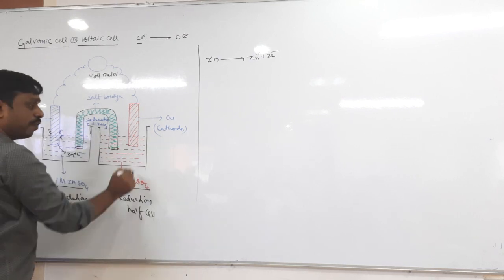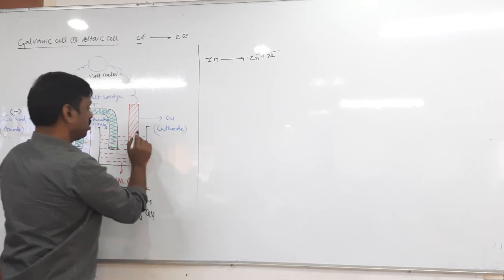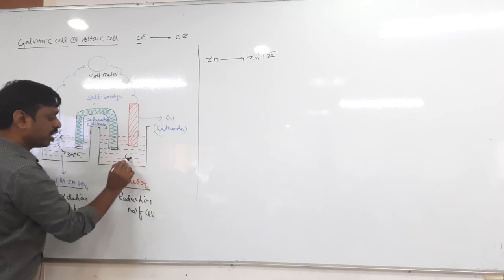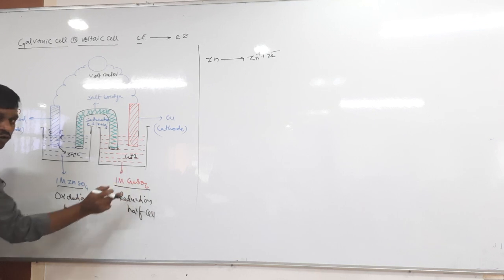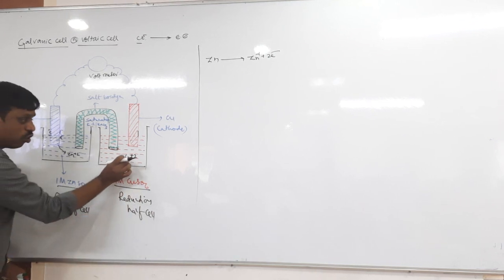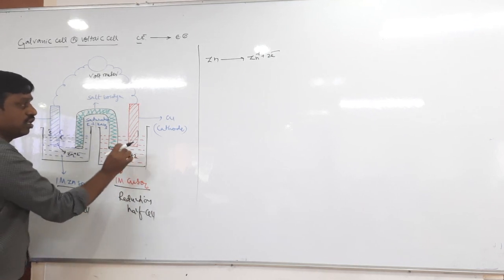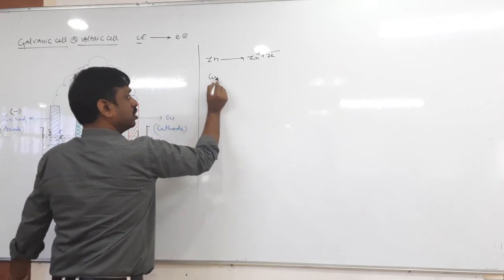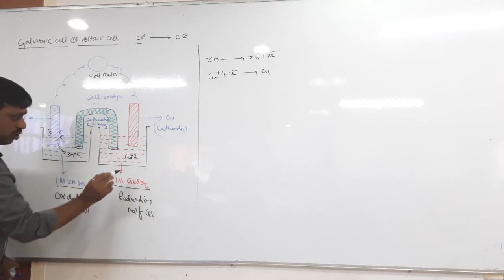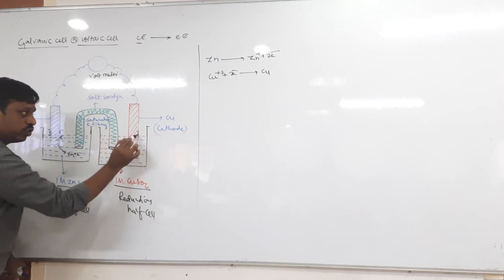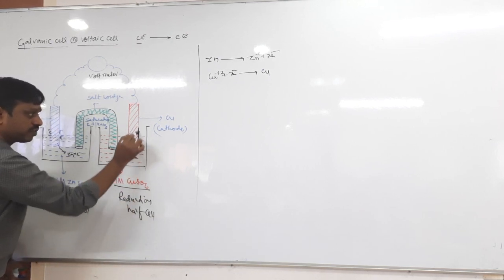Now at the copper rod, the Cu2+ ions present in the solution, because there is copper sulfate, so Cu2+ and SO4 2- will be there. The Cu2+ ions present in the solution undergo reduction, that is Cu2+ plus 2 electrons gives rise to Cu. So this Cu2+ converts into Cu, and that Cu gets deposited on where?